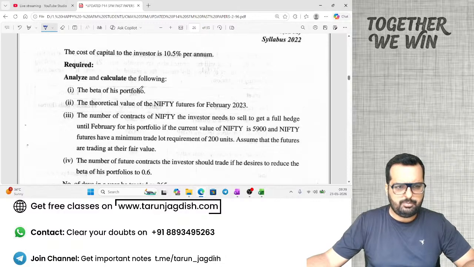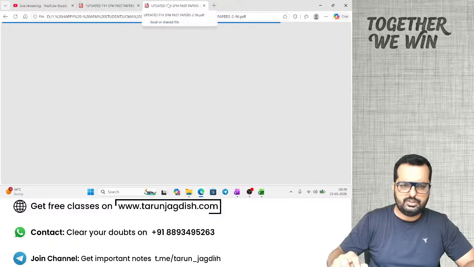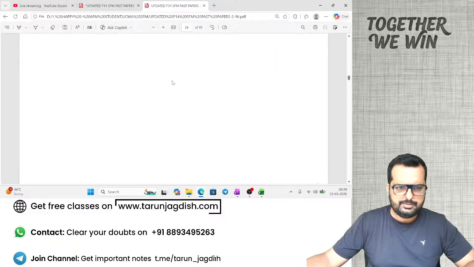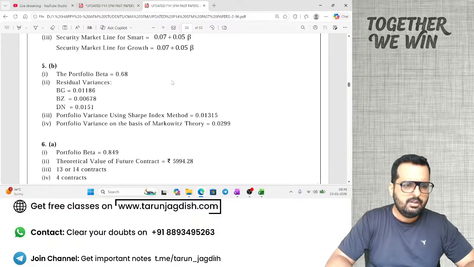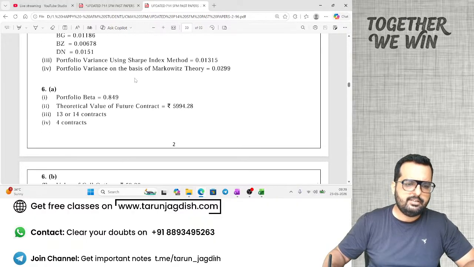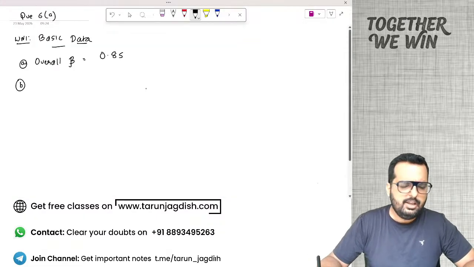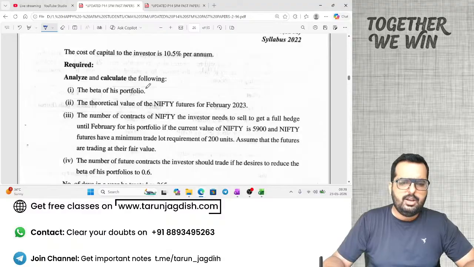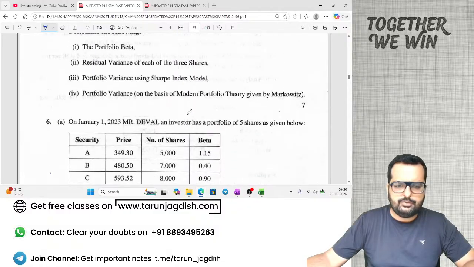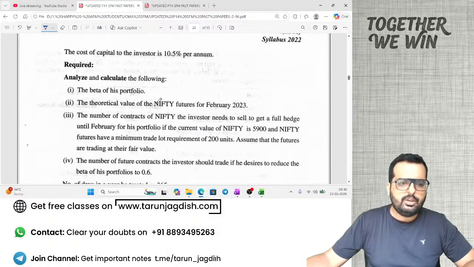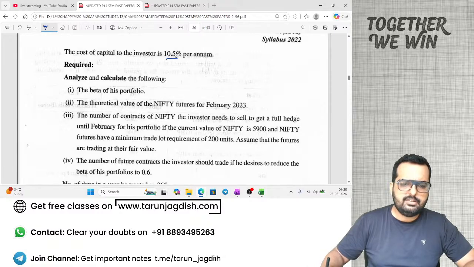They have asked the beta of the portfolio. So I'll just duplicate the tab so that we can cross-check the solutions given here also, friends. See, they've got the answer as 0.849. That is the right answer. We have got the answer as 0.85. Okay. Now, next question, what they're asking is the theoretical value of Nifty future. Have they given the data for Nifty future? They have not given it at the top. They would have given it. We'll just read and see.